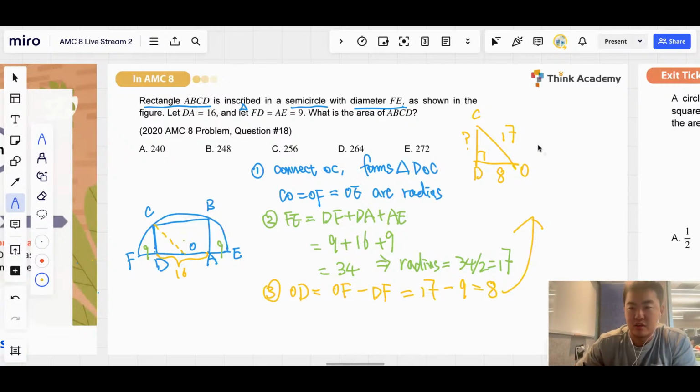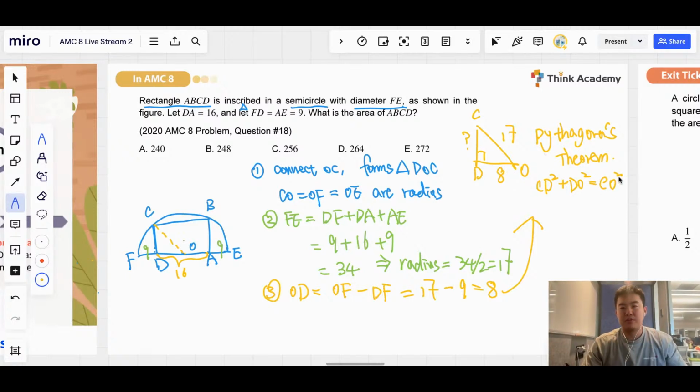How to solve that? First, let me write down the name of the mathematician, which is Pythagoras, and that's his theorem, okay? Pythagoras theorem. So basically CD square plus DO square should be equal to CO square. If you move terms from the left-hand side to the right-hand side of the equation and also remove the power of 2, that's taking a square root, we should get CD is equal to the square root of CO square minus DO square, right? So let's plug in values.